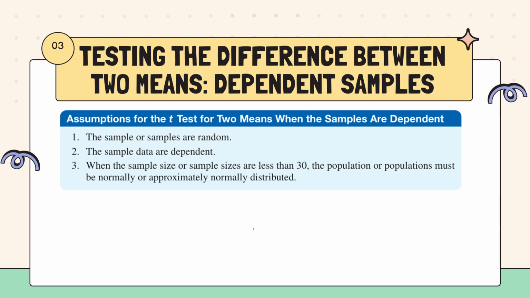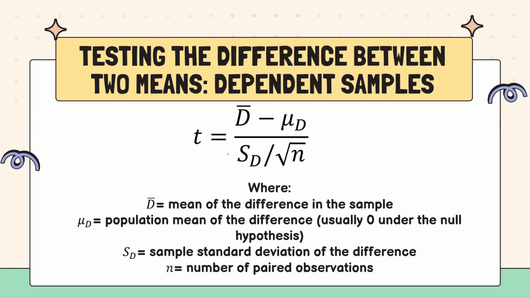The assumptions for the t-test for two means when the samples are dependent: the first one is that the samples are random and the sample data are dependent. And if the sample size is less than 30, the population or populations must be normally or approximately normally distributed.